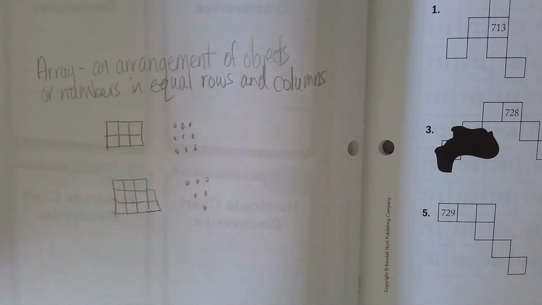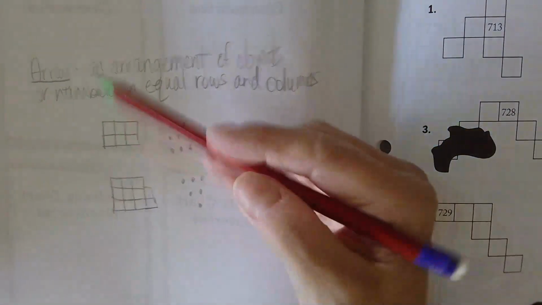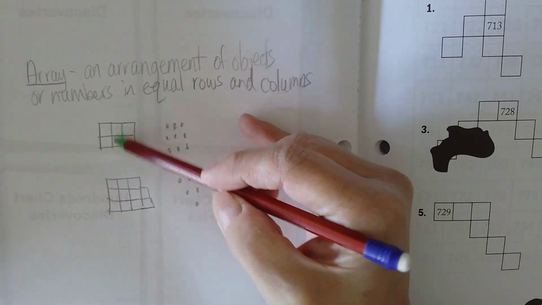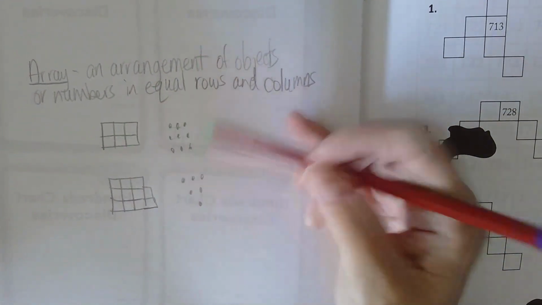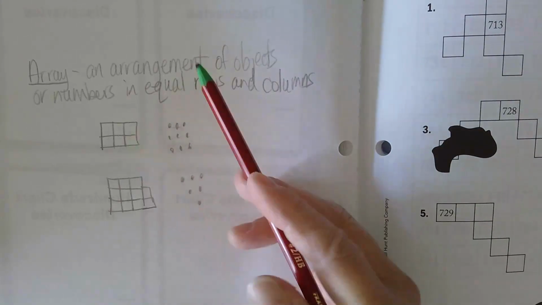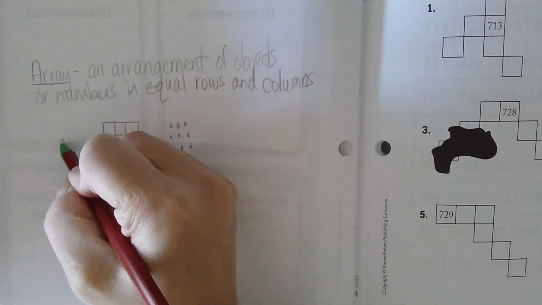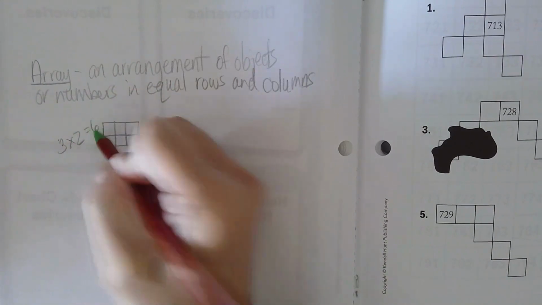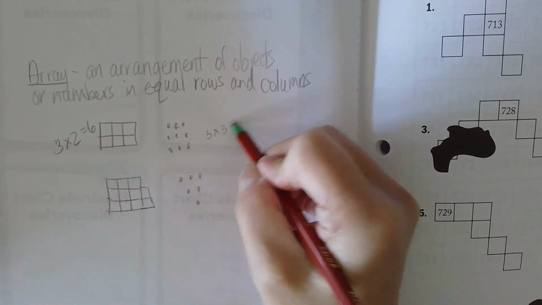Okay, friends, so yesterday we discussed what an array was, and we did some practice with arrays. And we know that that is an arrangement of objects or numbers in equal rows and columns. Okay, equal rows and columns, right? So this would be an example of an array, and this would be a 3 by 2 array. And this would also be an array, and that would be a 3 by 3 array.